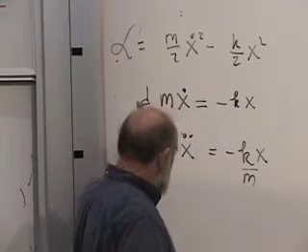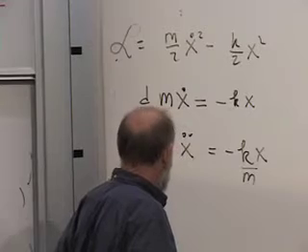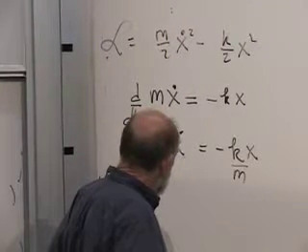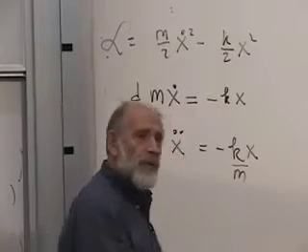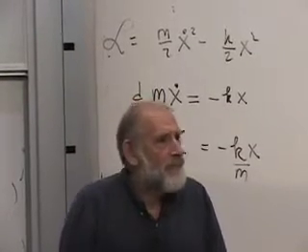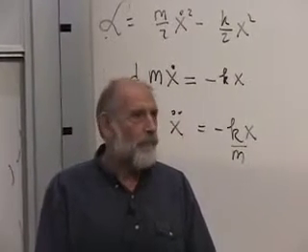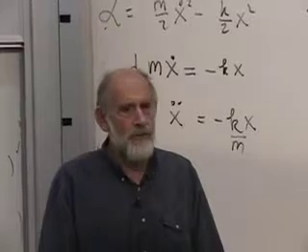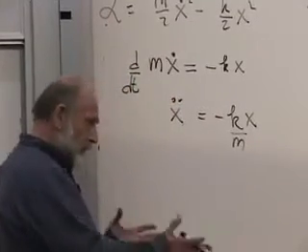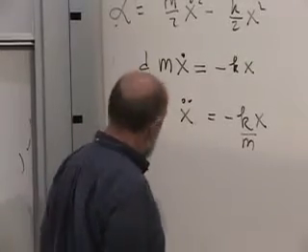All right, this is an equation whose solution is well known. Everybody know what it is? Anybody not know what it is? It's cosines, cosines and sines, corresponding to just an oscillation. Why is it cosines and sines?